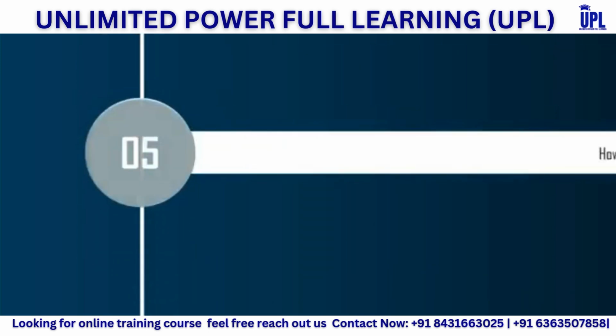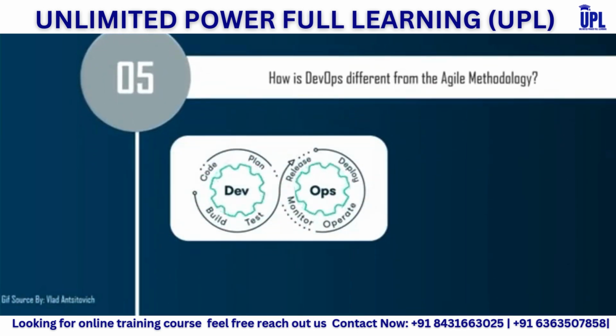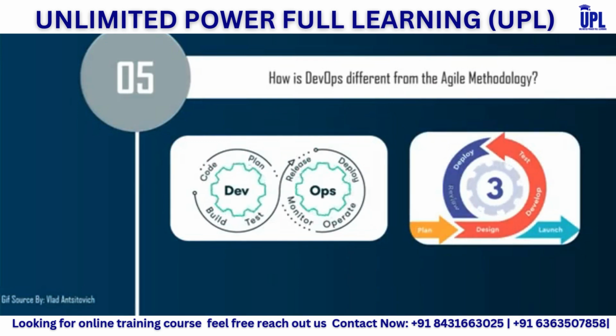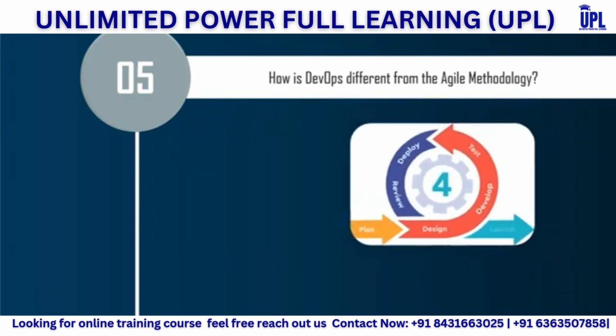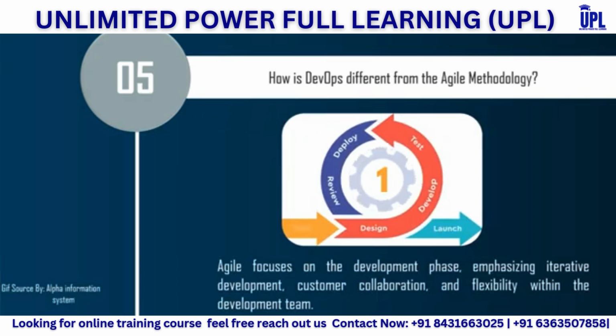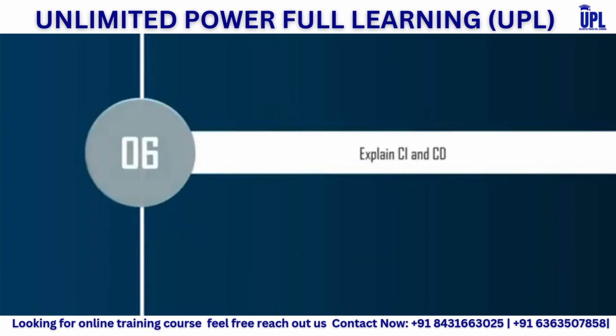The next question is, how is DevOps different from the Agile methodology? DevOps and Agile are complementary methodologies with different scopes and focuses. So first, DevOps focuses on the entire software delivery pipeline and involves both development and operation teams aiming to automate and streamline processes. Agile, on the other hand, focuses on the development phase, emphasizing iterative development, customer collaboration, and flexibility within the development team. So both methodologies seek to improve software quality and customer satisfaction, but address different aspects of the development process.